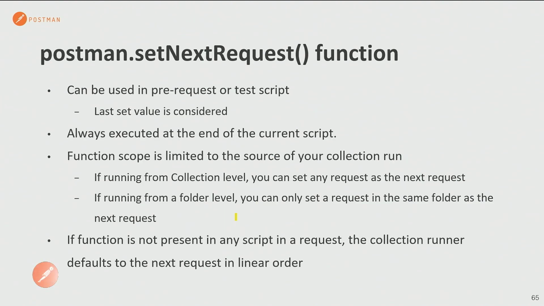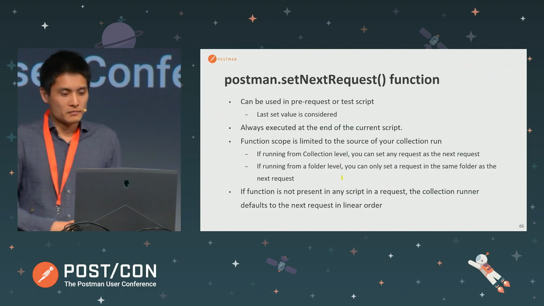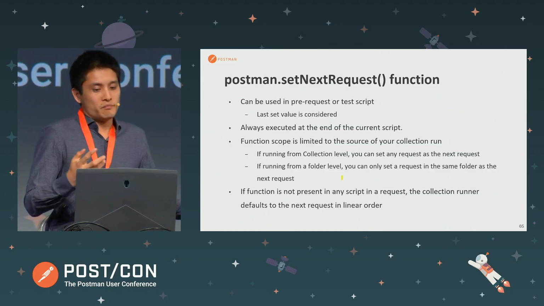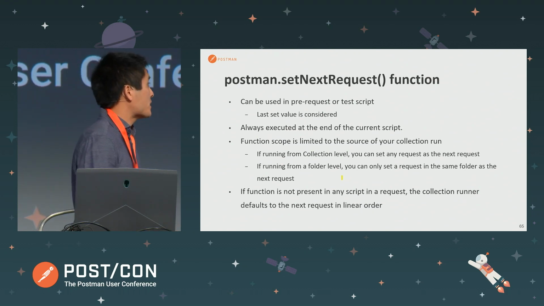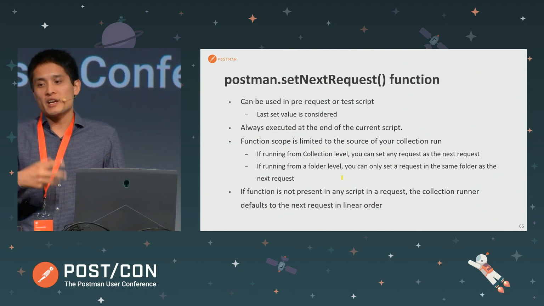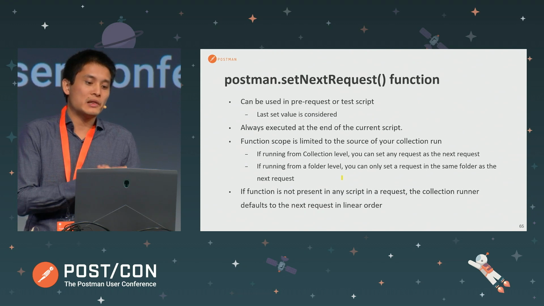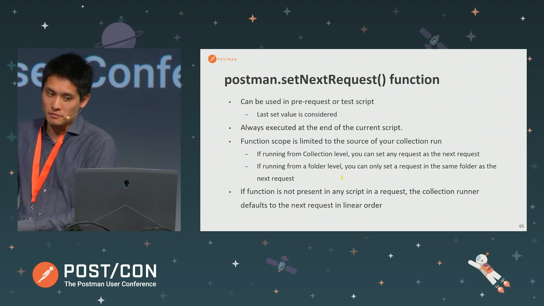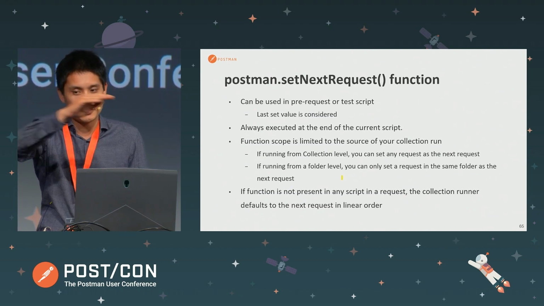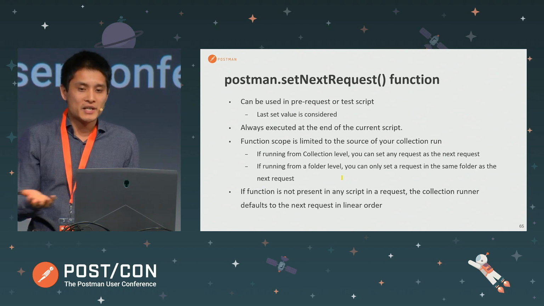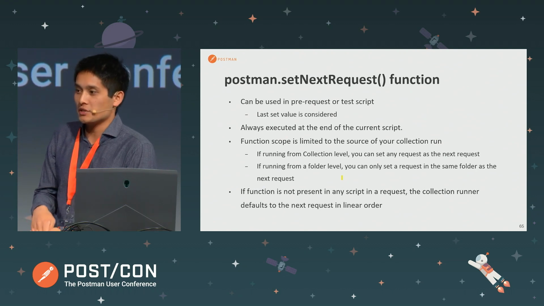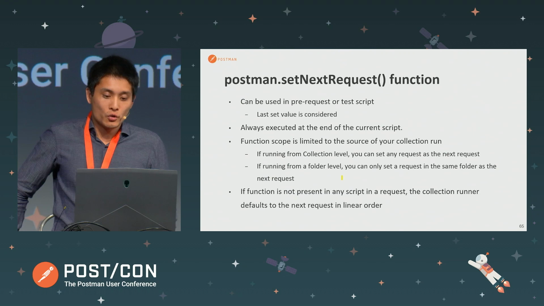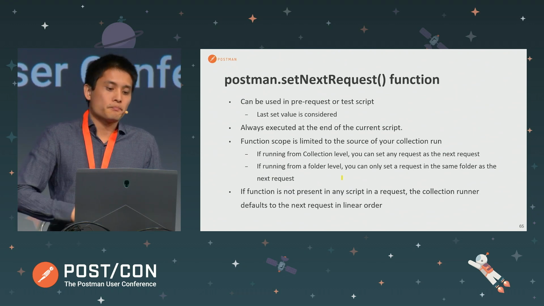Now, there's a couple of caveats about that Postman setNextRequest function. So you can use it both in your pre-requests and in your test scripts, and you can set it multiple times, but only the last set value is considered. So if you do set next request here, and then you do it again at the end of the script, the last value that you set is the one that is considered by Postman. It's always executed at the end of your current script.